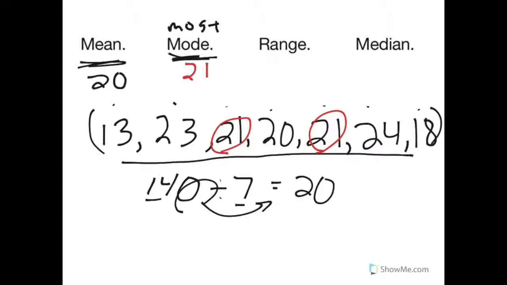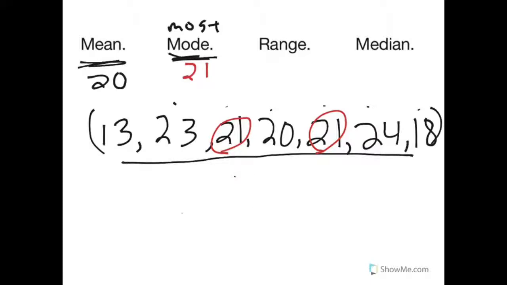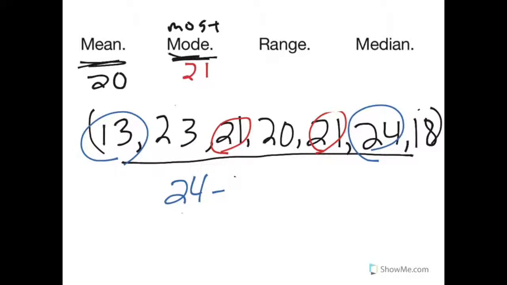Okay, the range, and I'm going to erase a little bit of this here just to make it easier for us to look at. But the range is the highest number, which is 24. Subtract out the lowest number, which is 13, and you can see that they all jumped between 13 and 24 inches, and the range of that would be 11. 24 minus 13 is 11. So from highest to lowest, there was a range of 11 inches. They were all within 11 inches of one another.